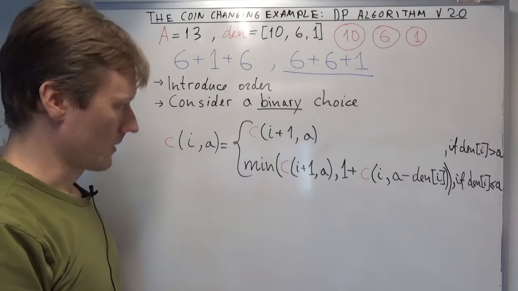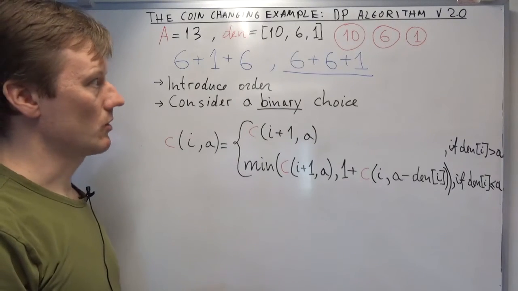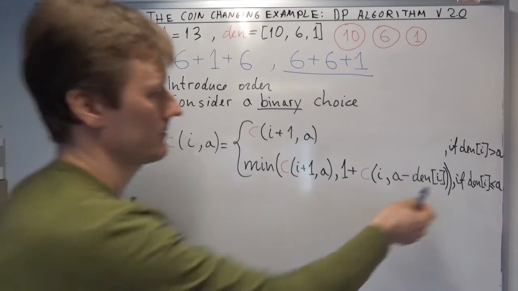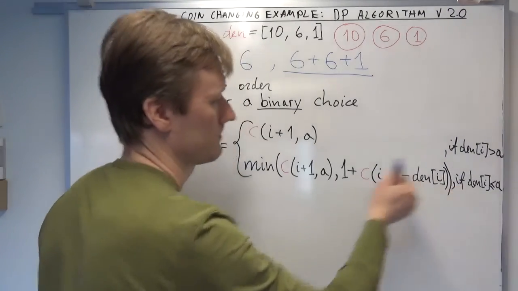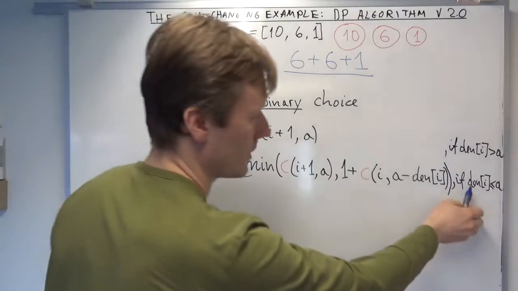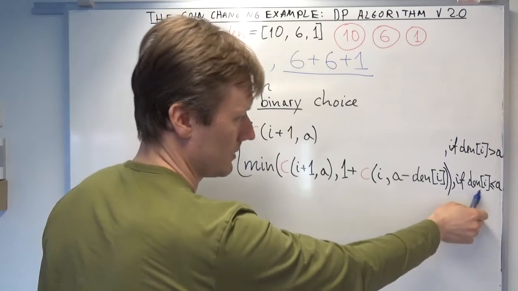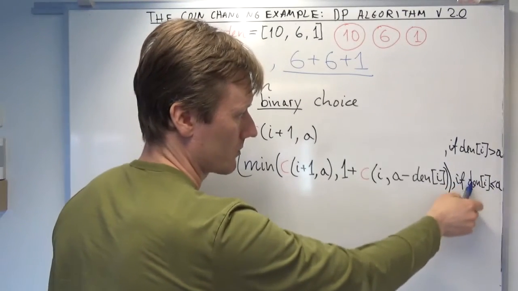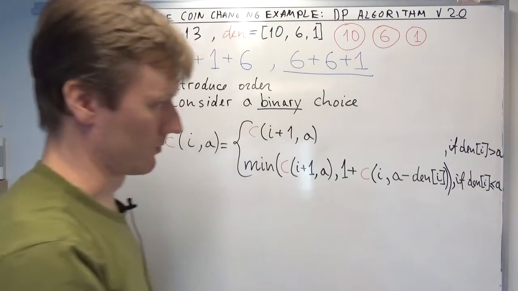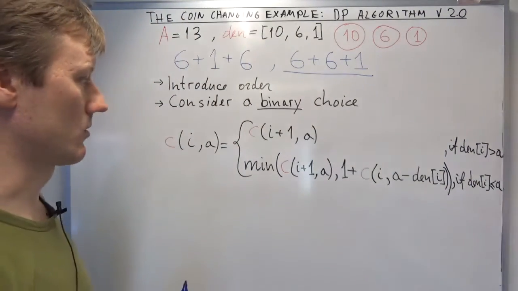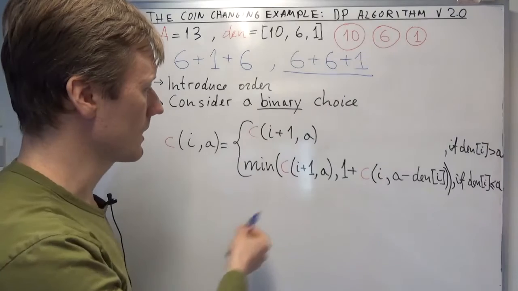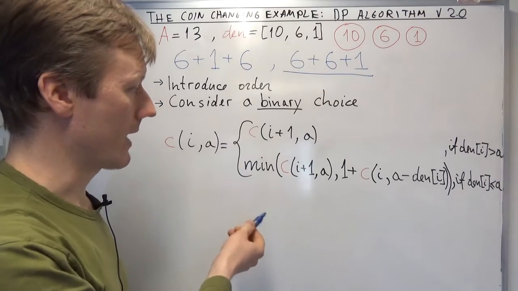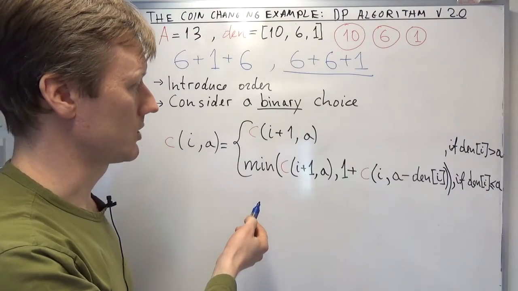So we have a binary choice. Either we use that coin, d_i, or not. Let's assume that we can use it. So the denomination of the largest coin that we can consider is smaller or equal than the amount we want to change, so we can use that coin. So the first option to consider is to actually use that denomination.